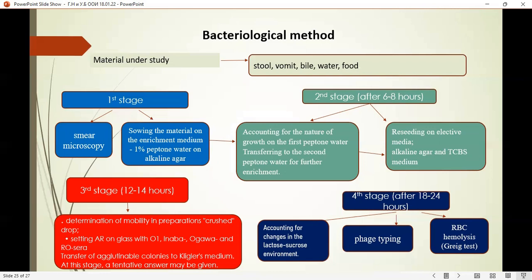Stage 4 is carried out after 18-24 hours. Record changes in the lactose-sucrose medium. Identification of the selected culture is carried out, including an extended agglutination reaction with cholera O1, Inaba, Ogawa, and Hikojima sera. Also, determination of sensitivity to cholera diagnostic bacteriophages and determination of belonging to the Heiberg biochemical group. In addition to that, definition of biovar and determination of the spectrum of antibiotic resistance.